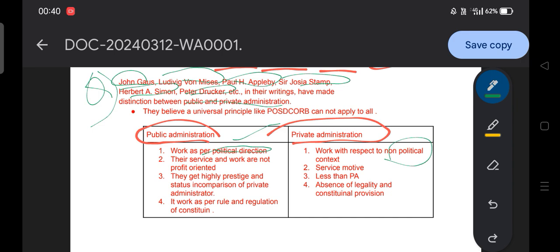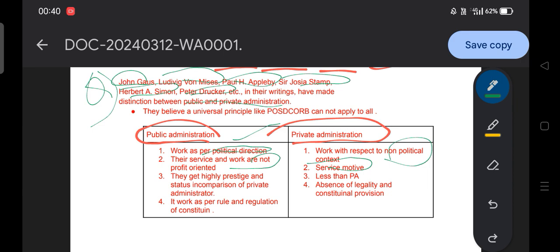Then public administration's service and work are not profit oriented. They dedicate their work to serving the people, social justice, and social security. Private administration is profit motive, for example any private organization like Reliance or Tata. They are more oriented toward profit. Public administration is service motive, private administration is profit motive. Their main objective is maximizing profit with minimum effort.